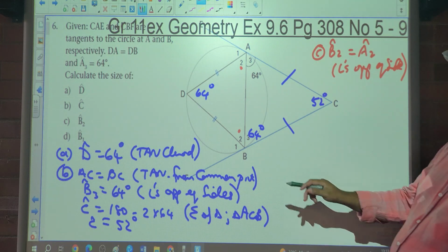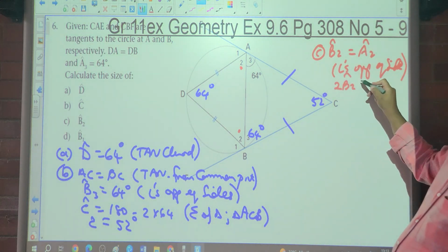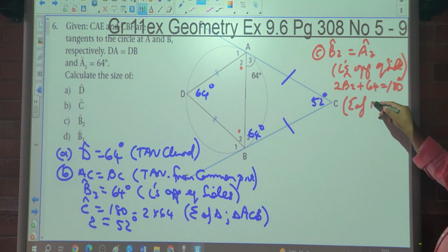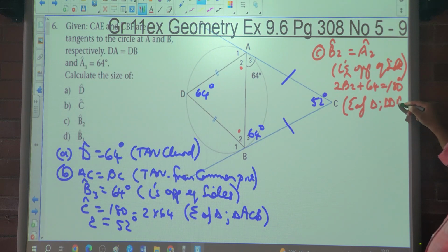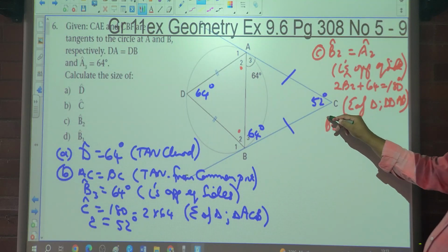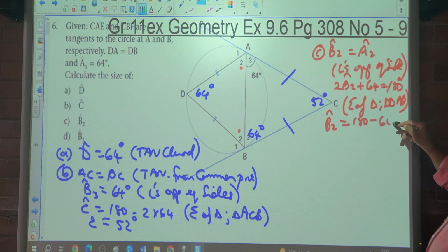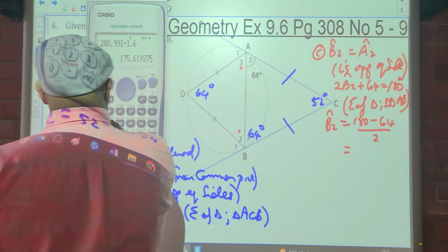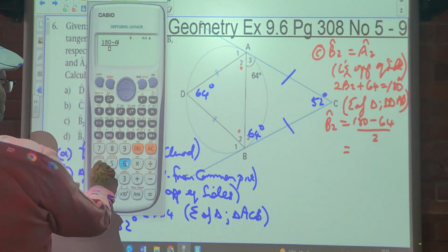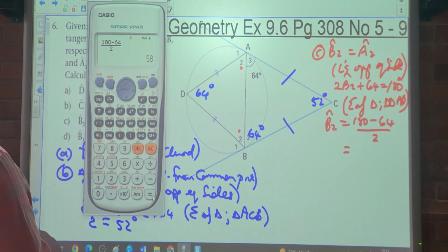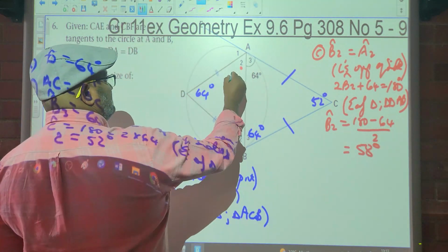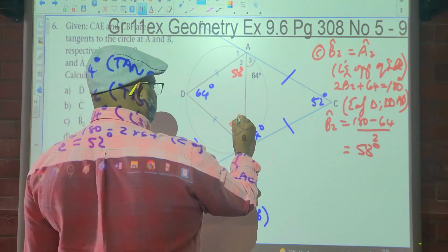Okay? So then twice B2 plus 64 is equal to 180. Why? Sum of angles in this triangle DAB. So B2 is equal to (180 minus 64) divided by 2. (180 minus 64) divided by 2 gives us 58 degrees. Is that correct? So that is 58 degrees and this one's 58 degrees.